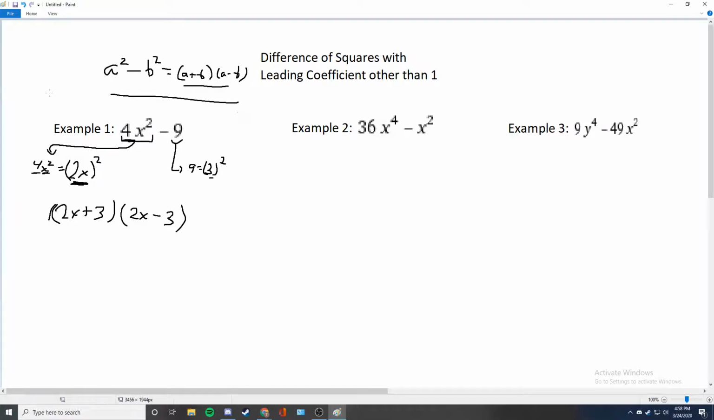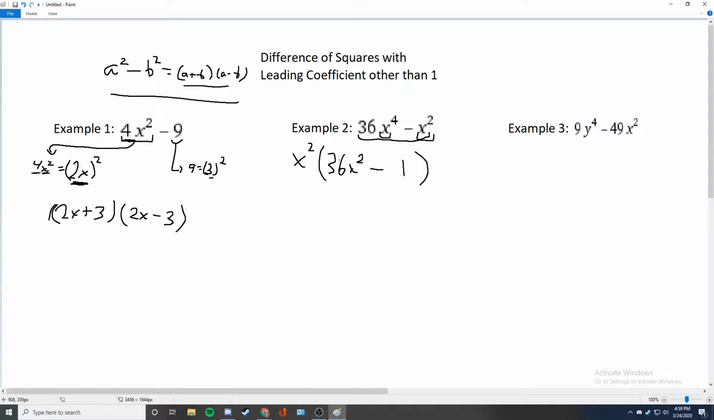So moving on to example 2. This one right here, we could start out with difference of squares right away, but we'll actually have to do more later for that. What I would do for this one, since both terms have this x squared in it, we can pull that out right at the beginning. So we'll have x squared times 36x squared, and then minus just 1.